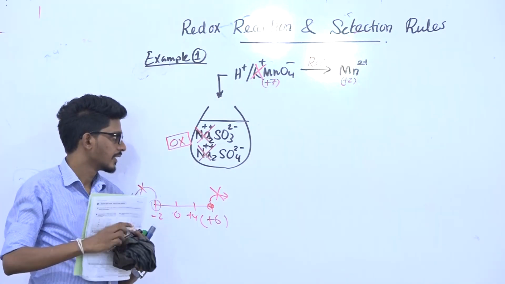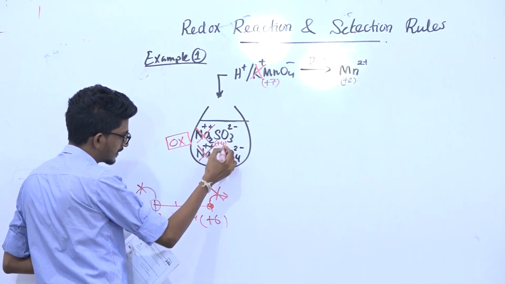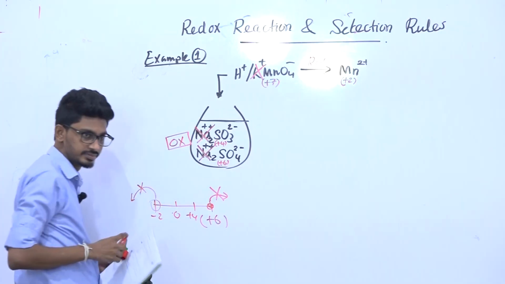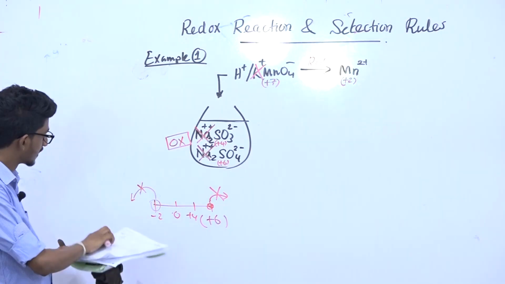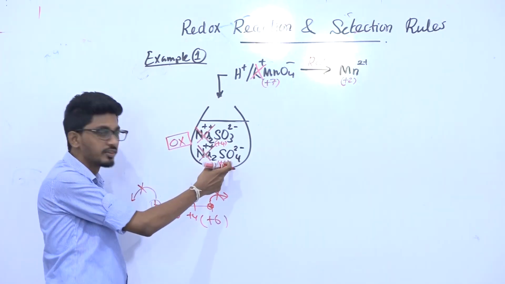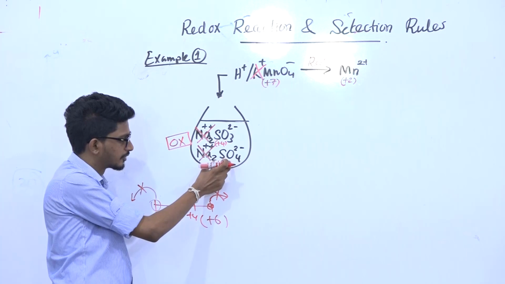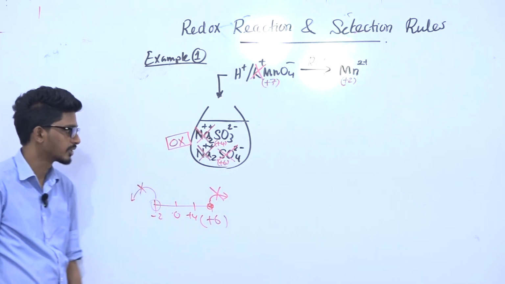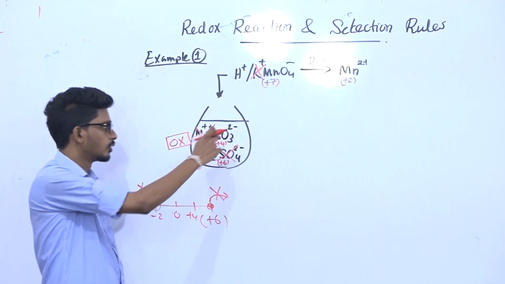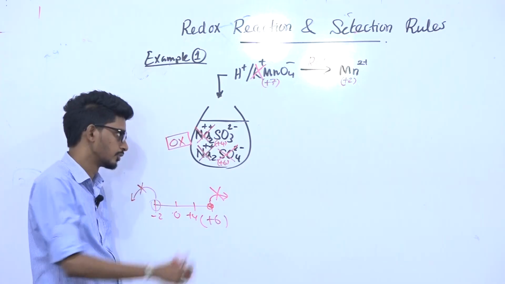So look, now the oxidation states are here. This guy is with +4. This guy is with +6. So it is very clear that this guy can't get oxidized, because it is at the highest oxidation state of sulfur. So no oxidation is possible. So the only reaction possible here is the +4 involving in oxidation. The +4 oxidizes.